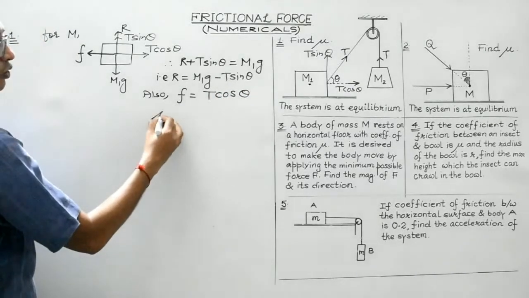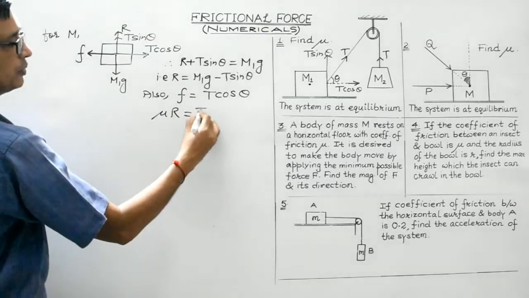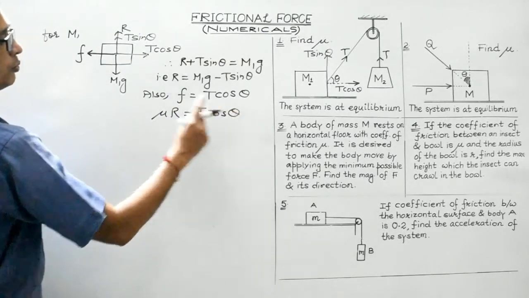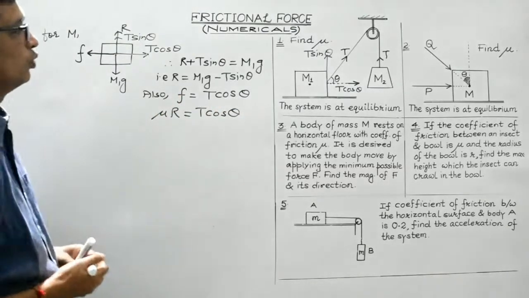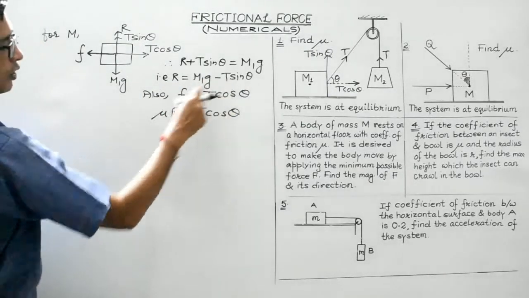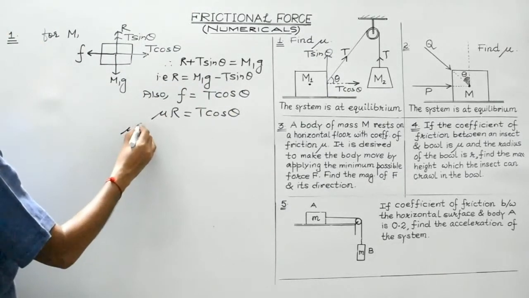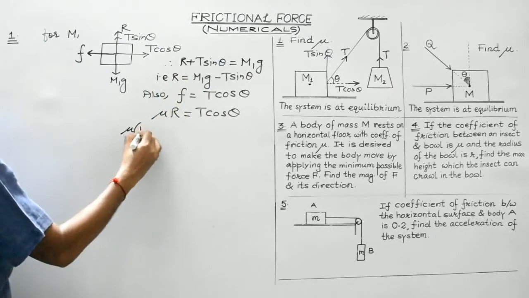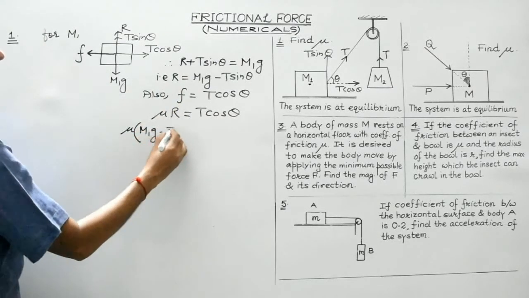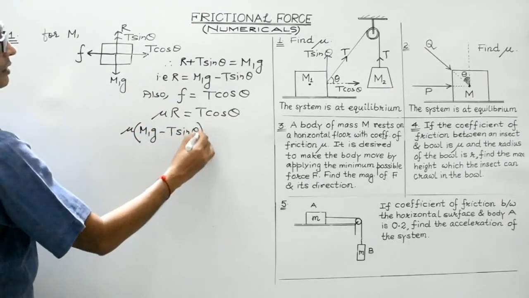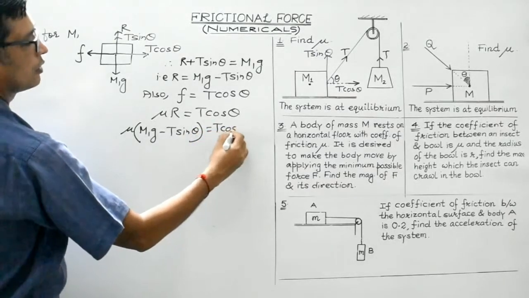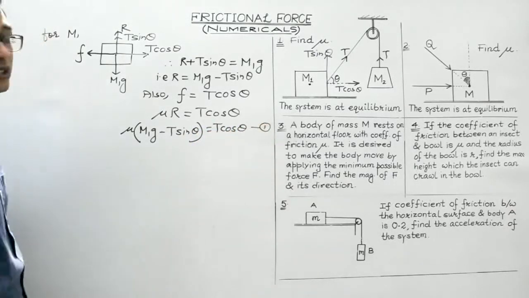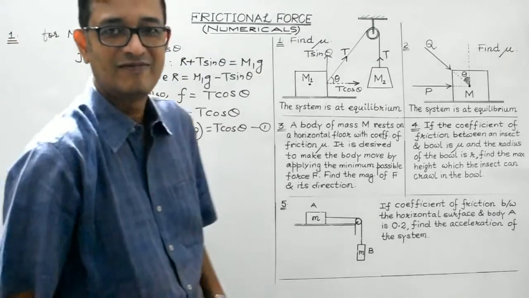Now, F is equal to mu R as per the law of friction. So, substitute the value of F as mu R. You can substitute this value of R over here. So, what you get is mu, in place of R, you can write M1g minus T sin theta, and it is equal to T cos theta. Students, put this as equation number 1, right?